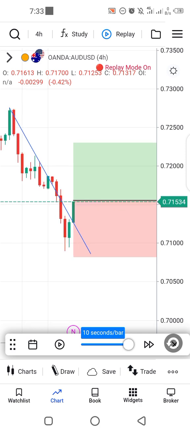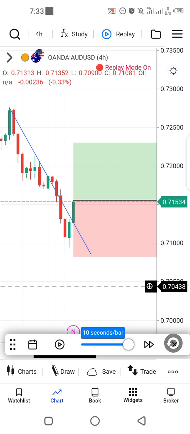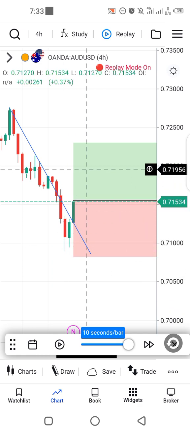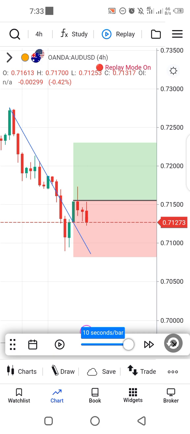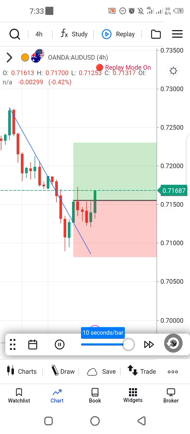So I've already said, let's see how this market will behave. I expect the market to make a high, make a low, make a high, and keep going in our favor. So you can see the market is retracing. Okay, it's going back up.